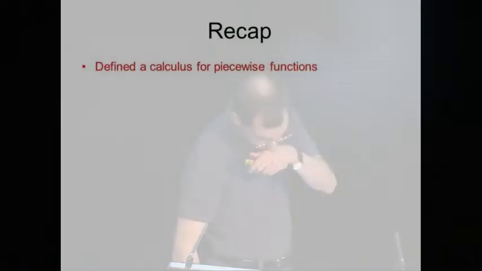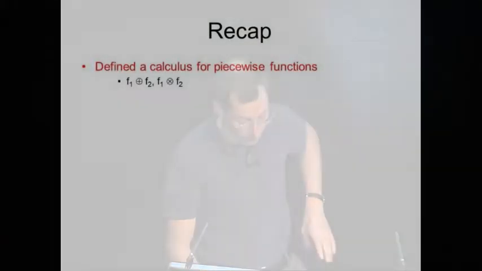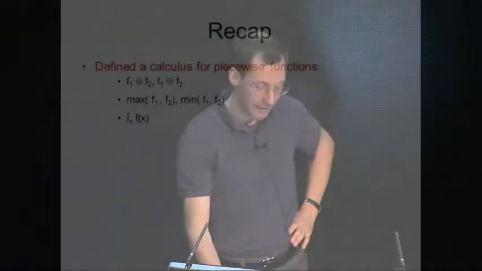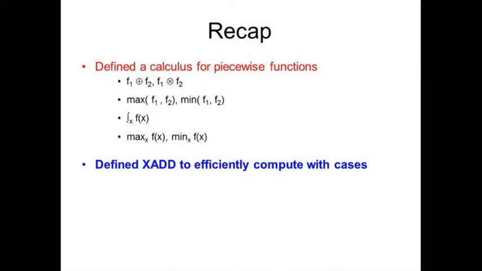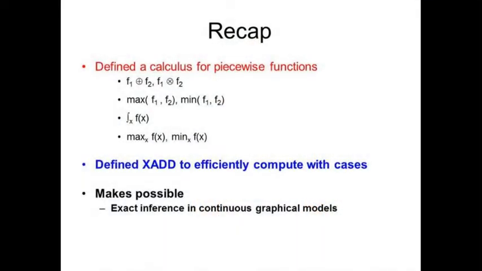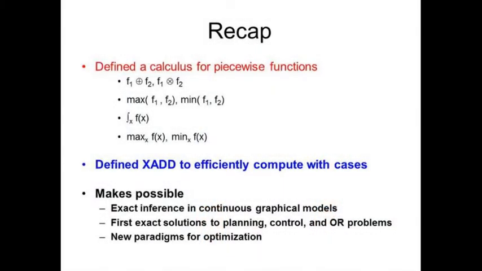Okay, so let me recap. What did I start off with? I defined a calculus for piecewise functions. I showed you how to do plus and times, max and min. I showed you the integral. I didn't show you the max and the min, but for certain cases that works out in closed form. And I defined the XADD to efficiently compute with the cases. So I can do all these operations in closed form fairly compactly. And what does it make possible? I can now do exact inference in continuous graphical models where my factors are in this case form. And I got some of the first exact solutions to many planning, control, and operations research problems. And there are also new paradigms for optimization.